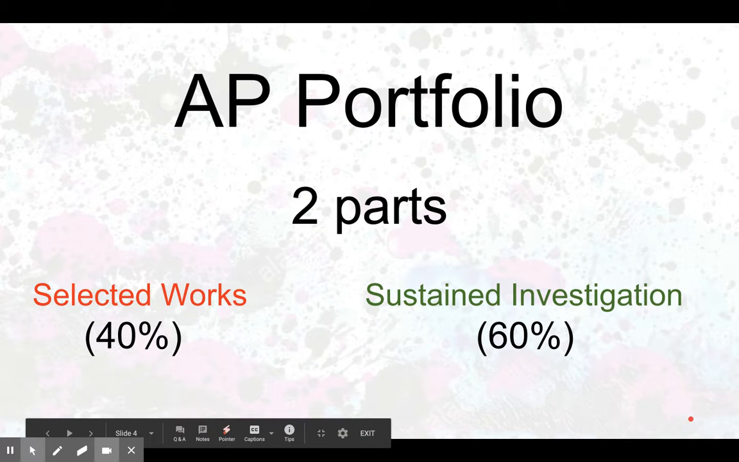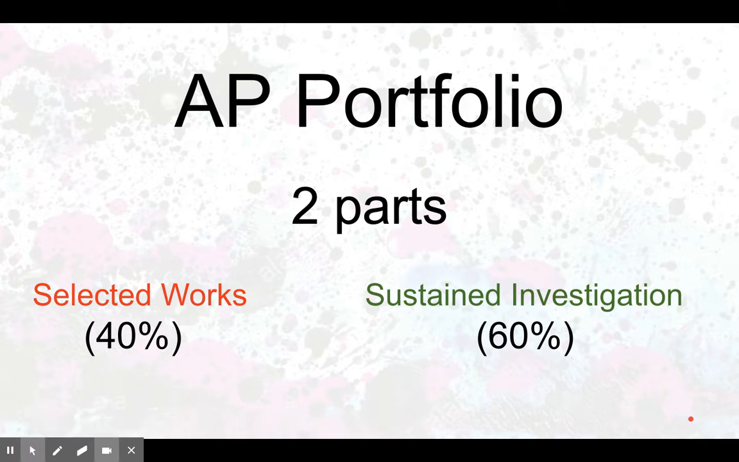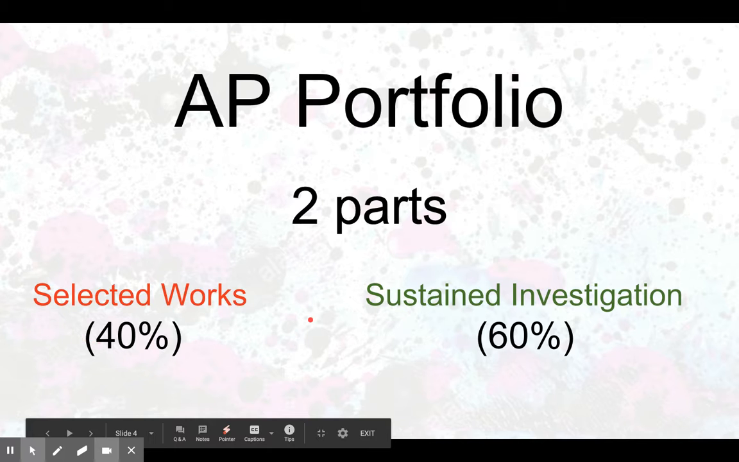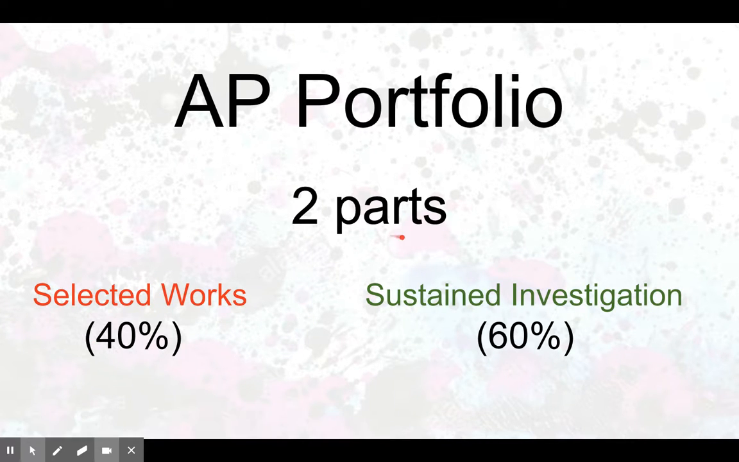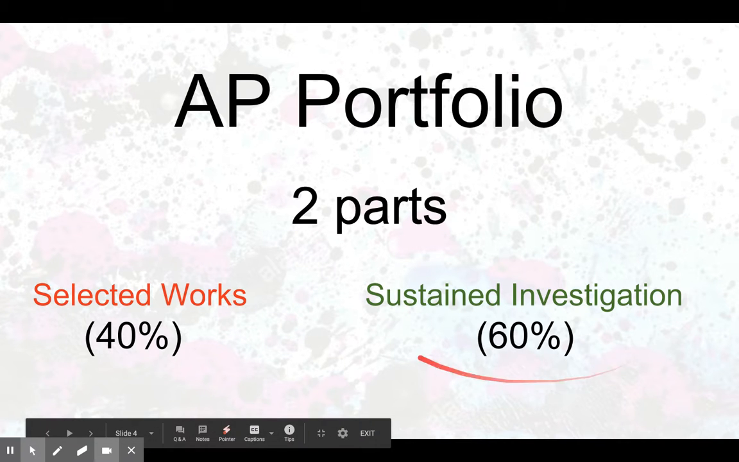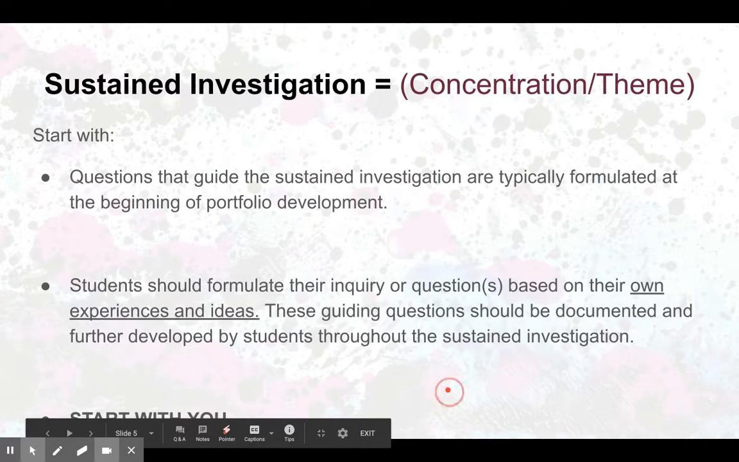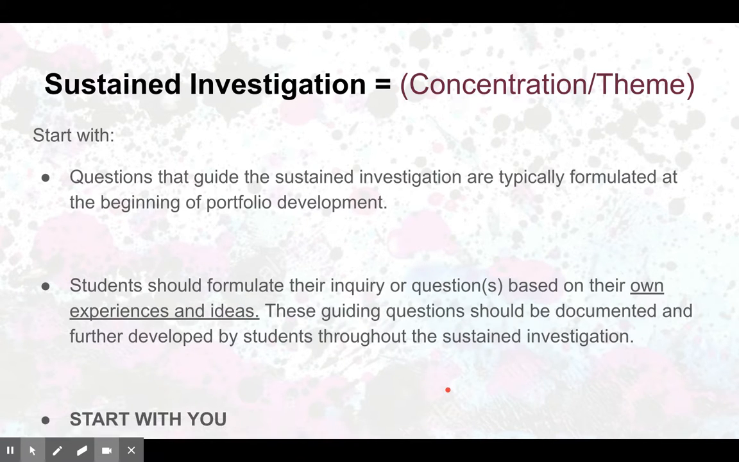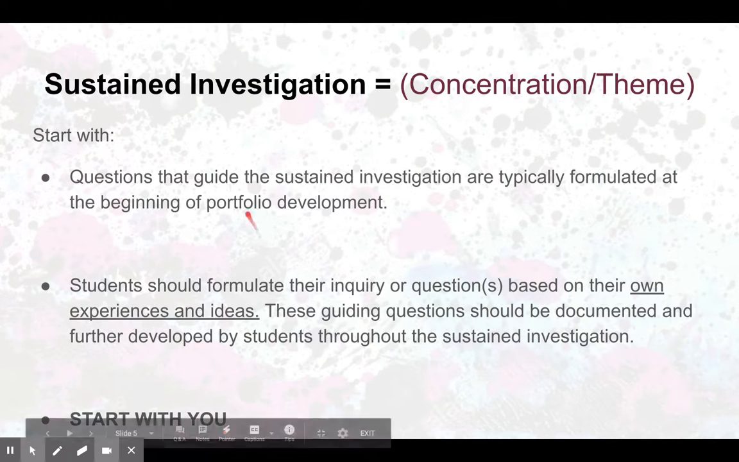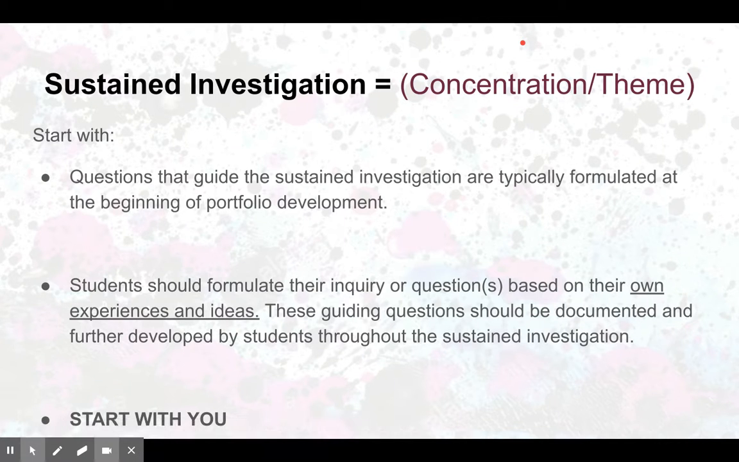The AP portfolio is broken down into two separate parts, though. There's the selected works and the sustained investigation, and these are the percentages that go to each part. But I'm going to first start talking about the sustained investigation because that's what we really work on in class together. The sustained investigation basically used to be called the concentration. It's where you make art with a theme to it.